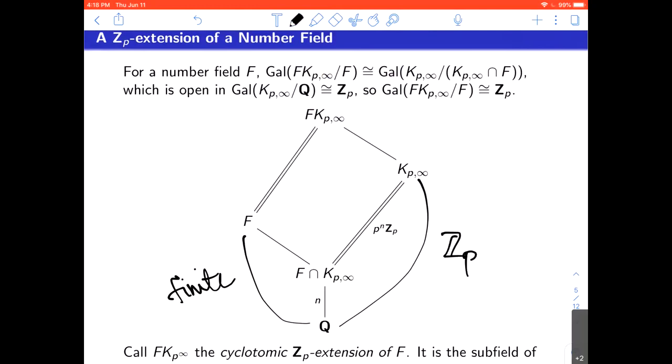So if you took any number field, F, anything of finite degree, and you saw how does it compare to the Z_p extension of Q that I gave you before? Well, Galois theory tells you if you take a composite of a field like F over Q and a Galois extension like K_p infinity, you get a larger field that will be Galois over the other field, F in this case, and the Galois group will be isomorphic to the Galois group of the original Galois extension on the right side, K_p infinity, over the intersection. Now the intersection, I don't know what it is, but it's a finite extension of Q, so it has some finite degree, and therefore by Galois theory, the Galois group corresponding to this is going to be fixed by p to the n Z_p.